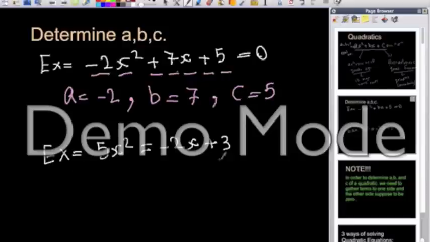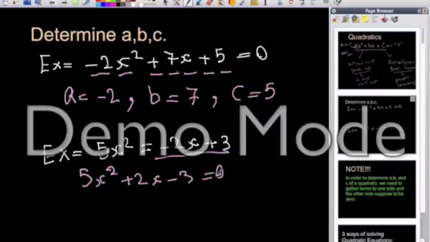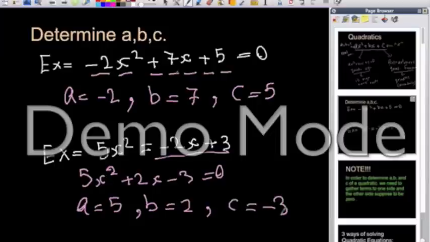How about this case? This is not rearranged yet, so we need to first rearrange it. So it would be 5x squared, and we move these to the other side of the equation, which would be plus 2x minus 3 equals 0. Now that we rearranged it, we need to determine a, b, and c. a is 5, b is 2, and c is negative 3.